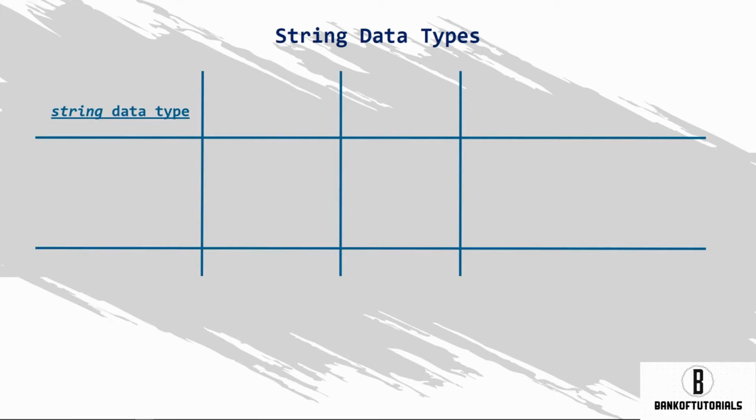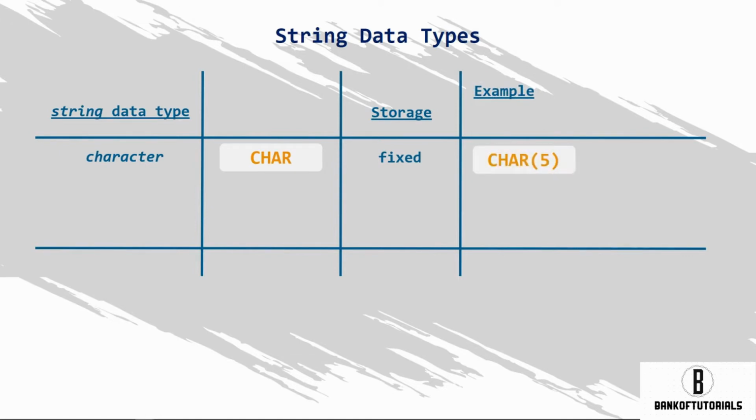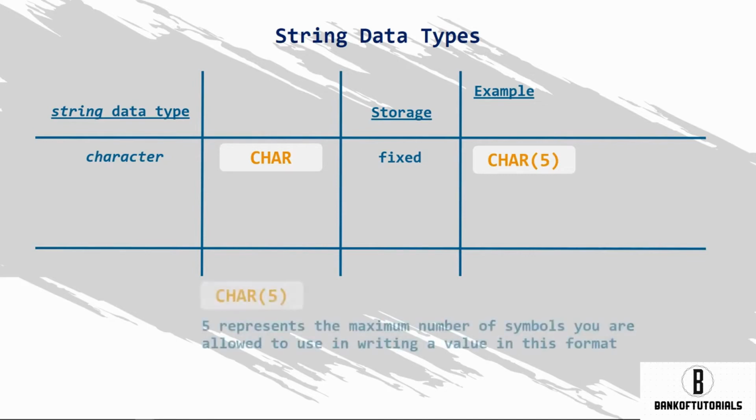One of these string data types is the character type. The keyword you must use is char, pronounced char. It is a string type that demands fixed storage regardless of the length of the value you are assigning to it. An example will better clarify the concept. Let's assume you have set char with 5 in parentheses. The number 5 represents the maximum number of symbols you are allowed to use in writing a value in this format.